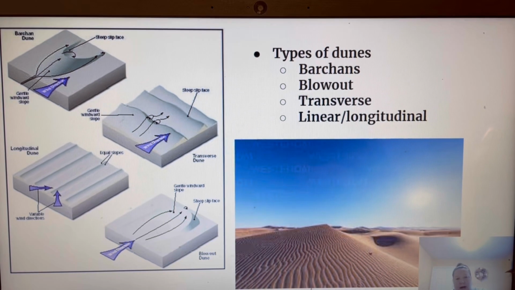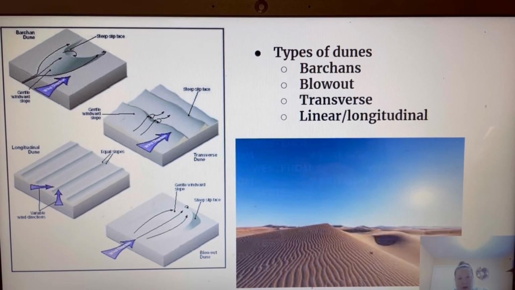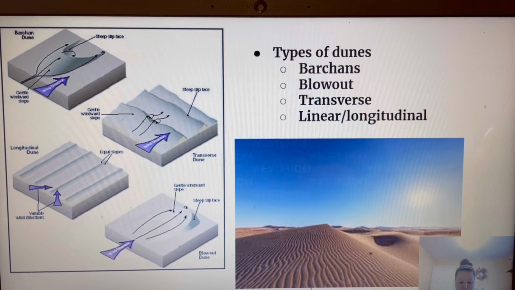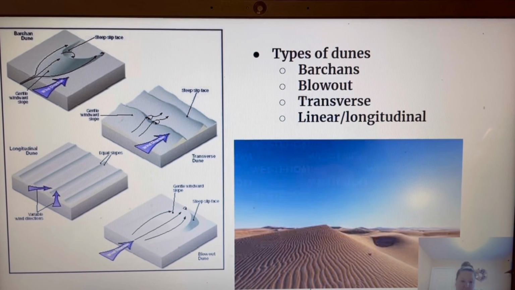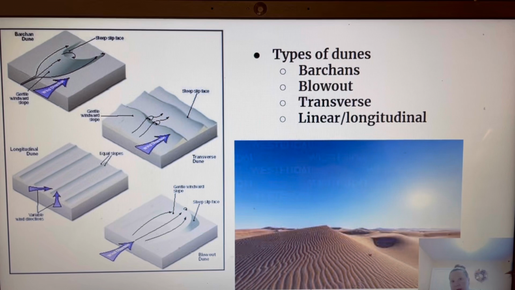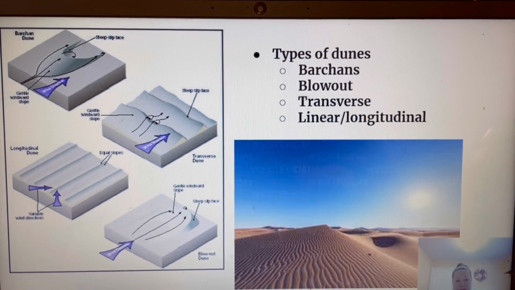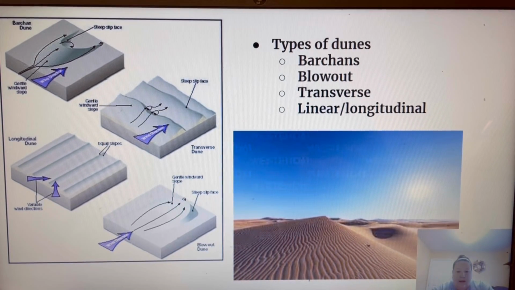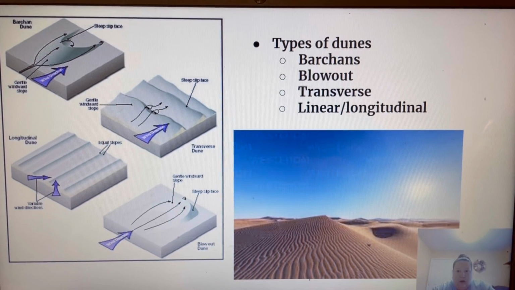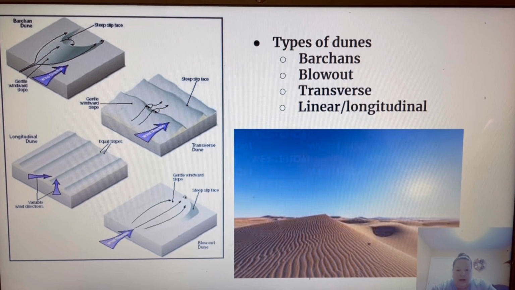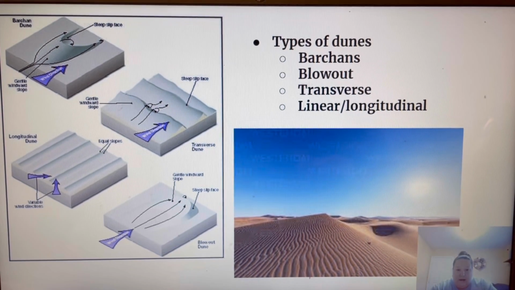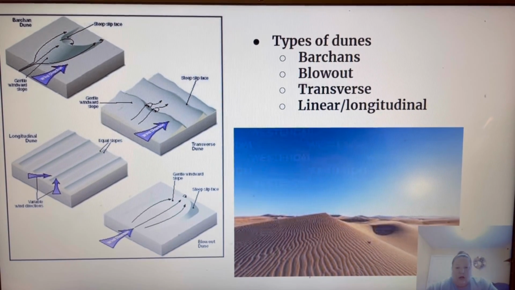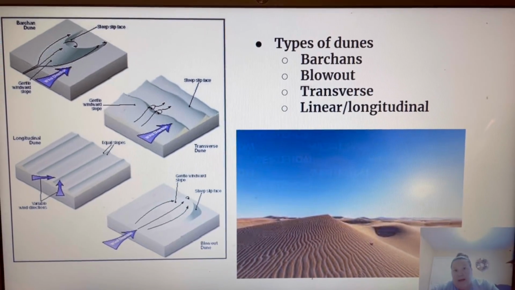There are several different types of dunes. The first is barchans. They kind of look like a horseshoe. The second are blowout dunes, and they kind of look like the reverse of a barchan. Next is the transverse dunes, and they look like they're in lines or in rows. And then the linear dunes or longitudinal dunes, which look like the different ones kind of combined. You can actually find dunes on other planets as well.